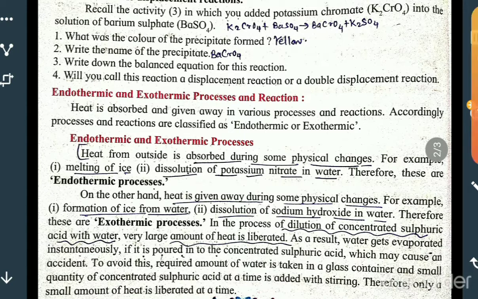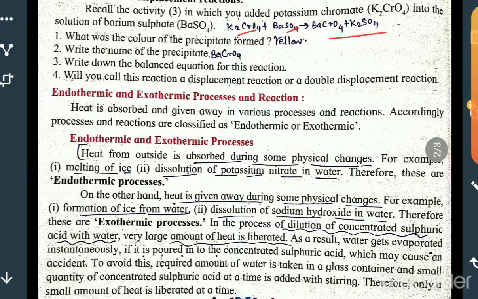K2CrO4. You can see here I have written this reaction: K2CrO4 plus BaSO4 gives BaCrO4 plus K2SO4. In that, question 1, what was the color of the precipitate formed? Here the precipitate of BaCrO4, barium chromate, is yellow colored. Then second question, write the name of the precipitate, that is BaCrO4.